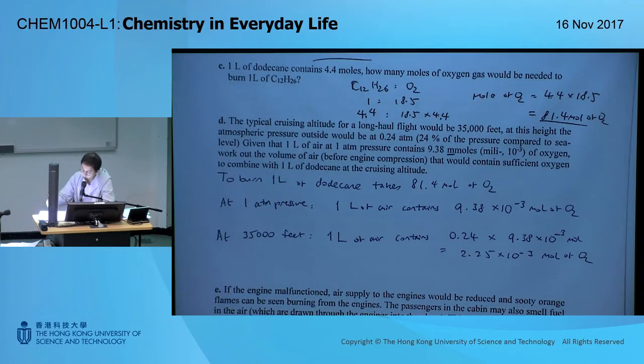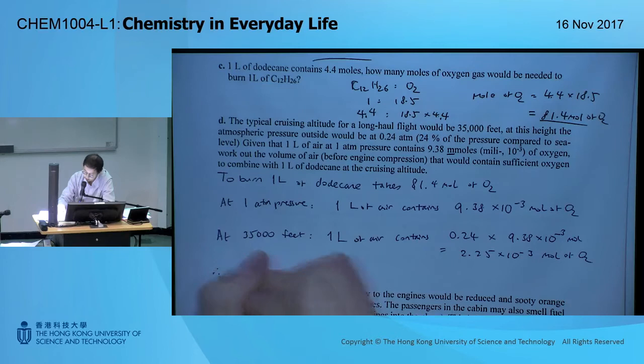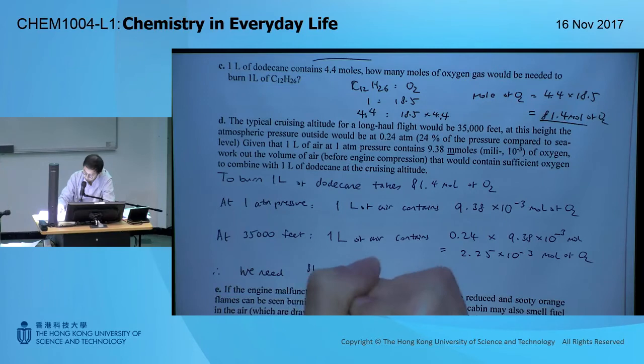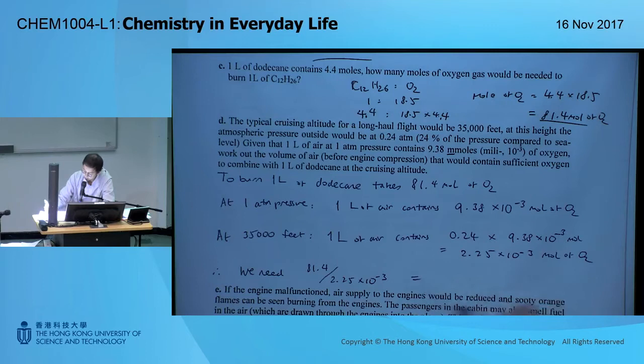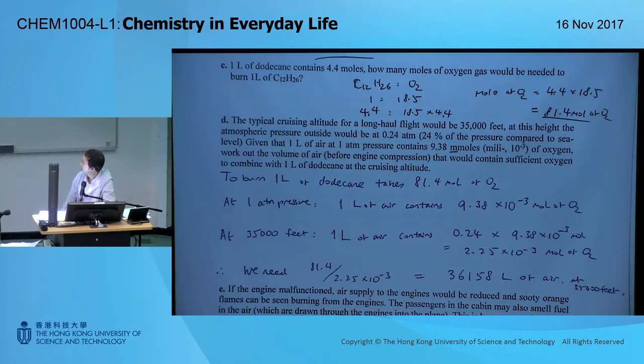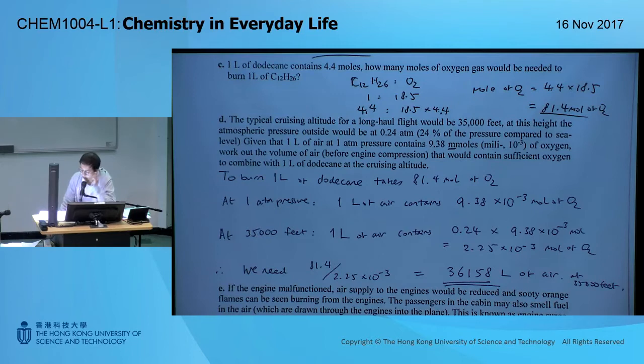So now you can work out a ratio. If you wanted to have 81.4 moles, how many liters do you need? Therefore, you need 81.4 divided by 2.25 times 10 to the minus 3, which is 36158 liters of air at 35,000 feet. So you need a large volume of air to burn 1 liter of fuel at the cruising altitudes.